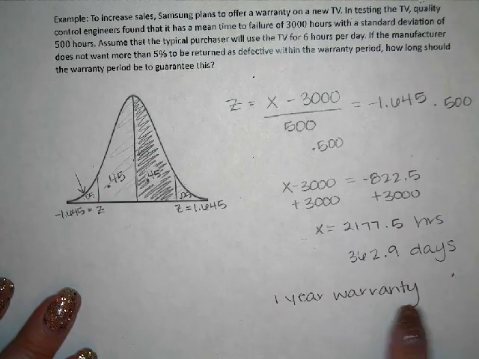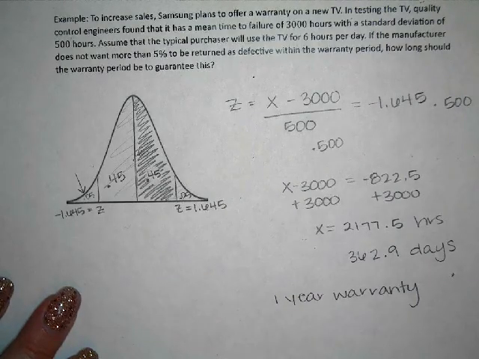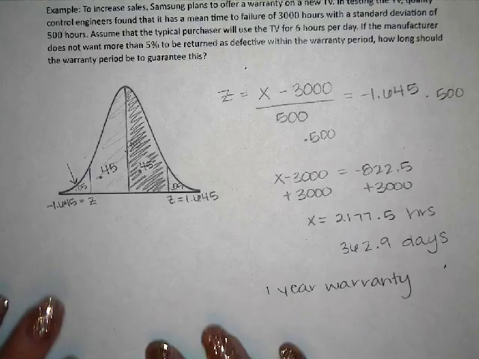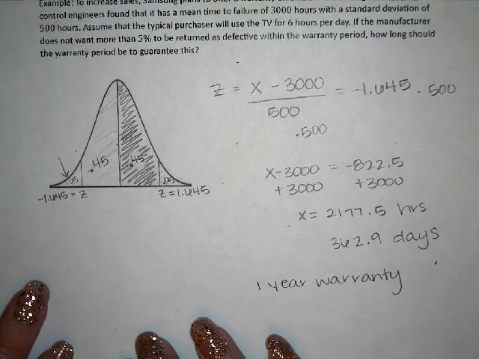Okay, so we calculated that using the z-score to figure out what the bottom 5% was. And that way we're keeping control of our sales and making sure that we're not losing money because we're replacing too many TVs.